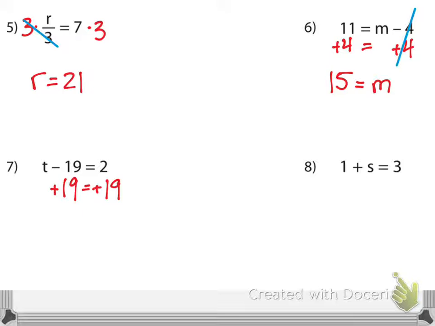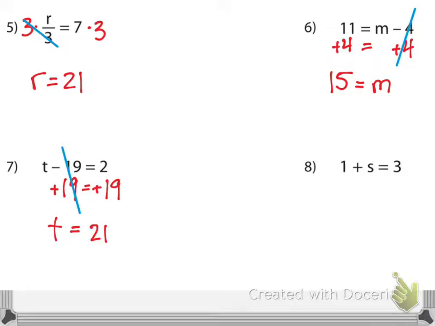And then using your fingers, Antonio, what does minus 19 plus 19 equal to? Zero. Perfect. It's 0. That's gone. And then what is 2 plus 19 equal to? 21. There we go. That's our solution for that one.